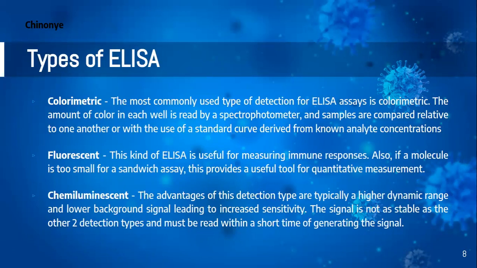And the last one, chemiluminescent, allows for advantages in detection which are typically higher in dynamic range and lower background signal, leading to increased sensitivity. And this signal is not as stable as the other two detection types and must be read within a short period of time after generating the signal.